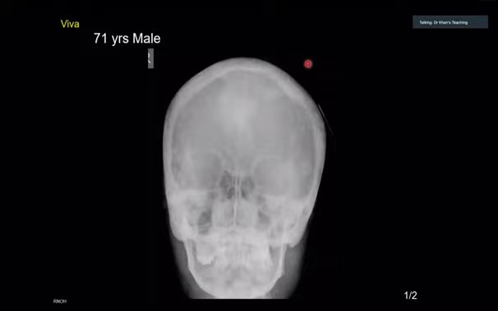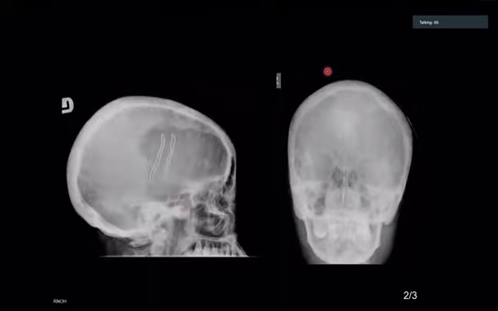71 years. Okay. Do you want to see any other view? Yes, I will go for lateral. Okay, this is the lateral. So on the basis of these images, I can see there is a lucency involving the frontal bone. It could be related to Paget's, lymphoma, or the initial stages of Paget's, osteoporosis circumscripta. Okay, good. Well done.